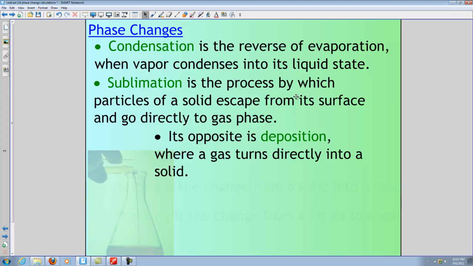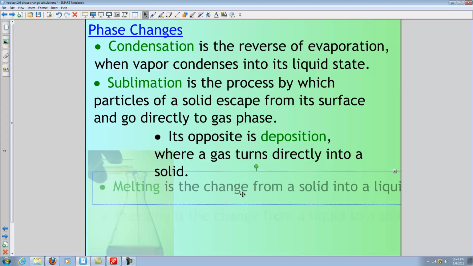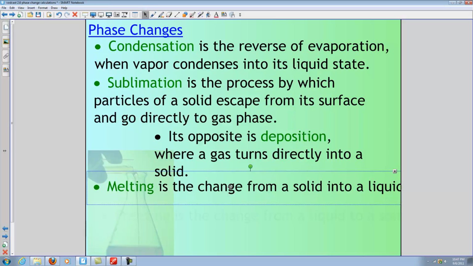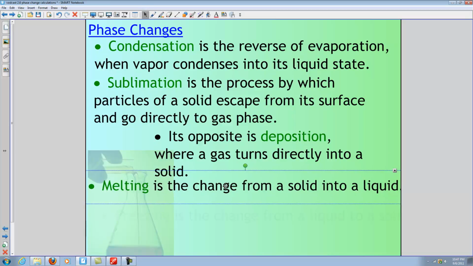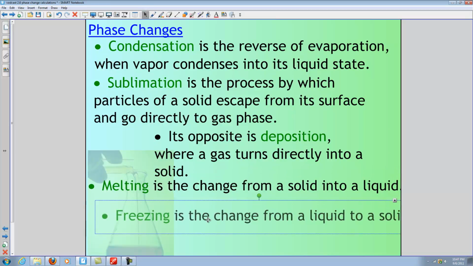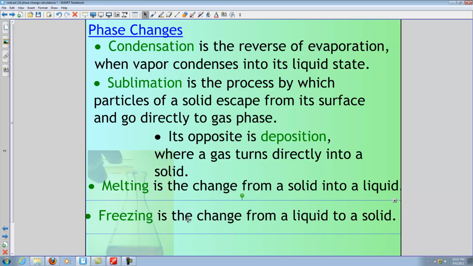Now, in the case of sublimation and deposition, depending on what the chemical is, you might have to change not just the temperature, but the pressure as well. Melting, we all know what melting is basically, but that's when a solid turns into a liquid. And then the last of these is freezing, when a liquid turns into a solid.